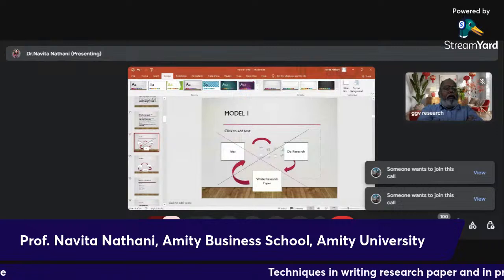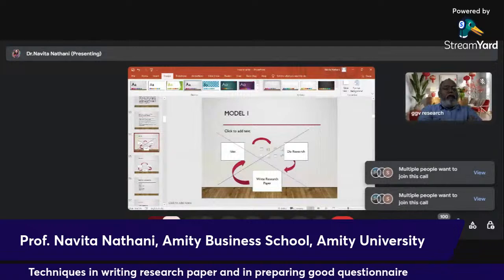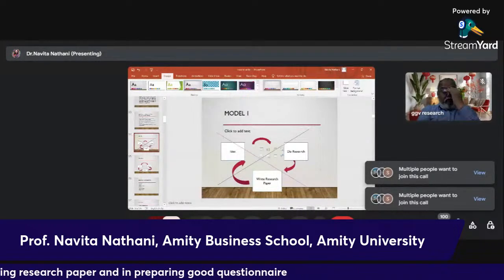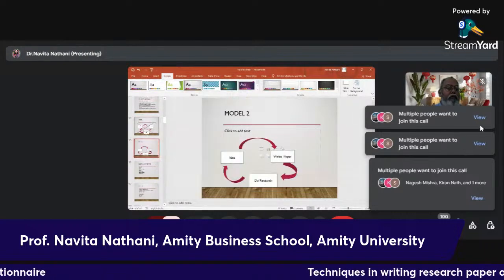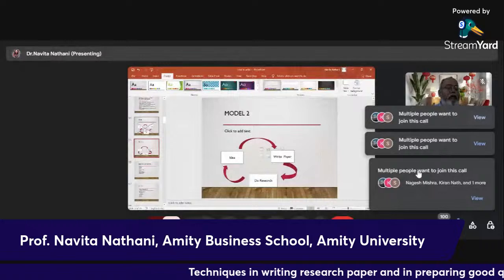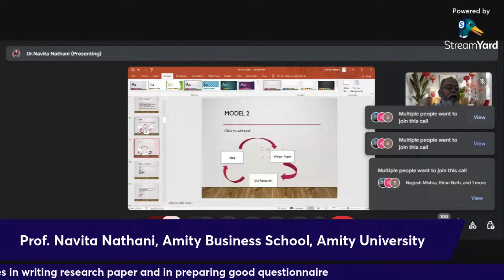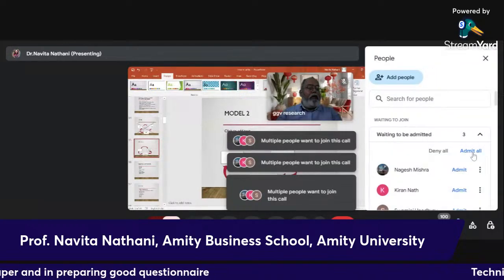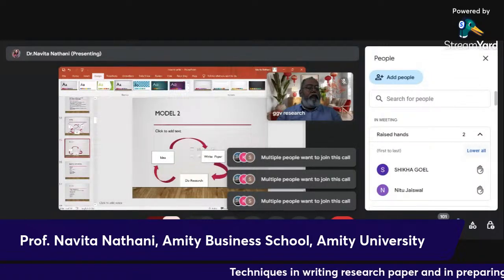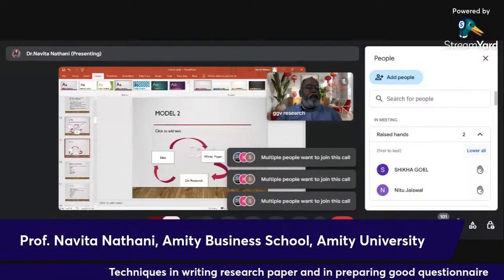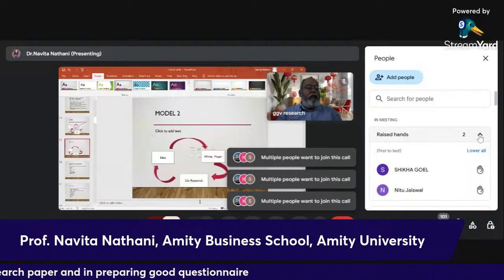So we were talking, please see this model, and this is model two. Please see these models and tell me what difference you can see. This is model one, and this is an idea. This is model two, where I write the paper. Anyone? Answer directly.